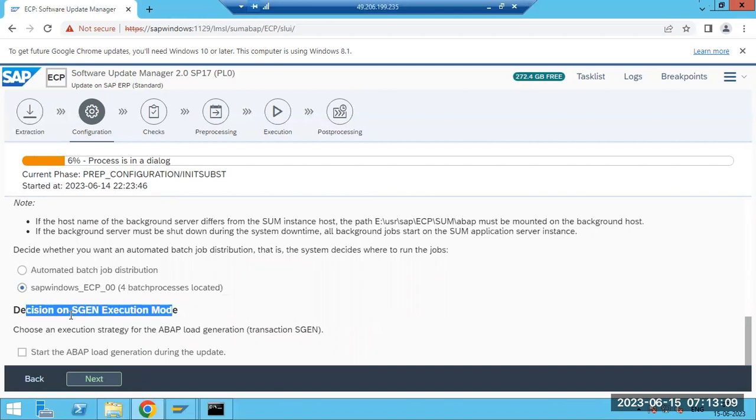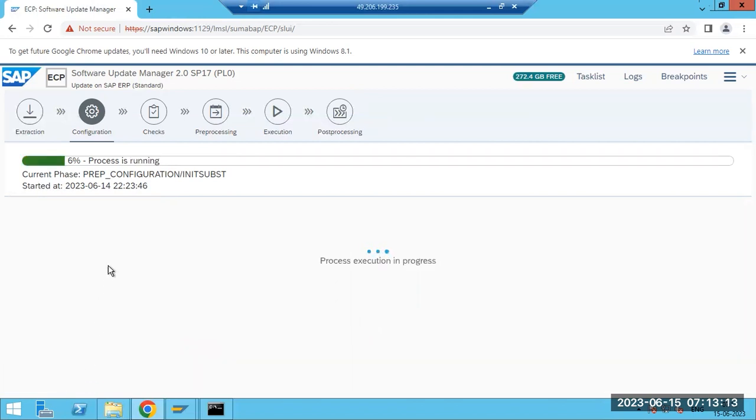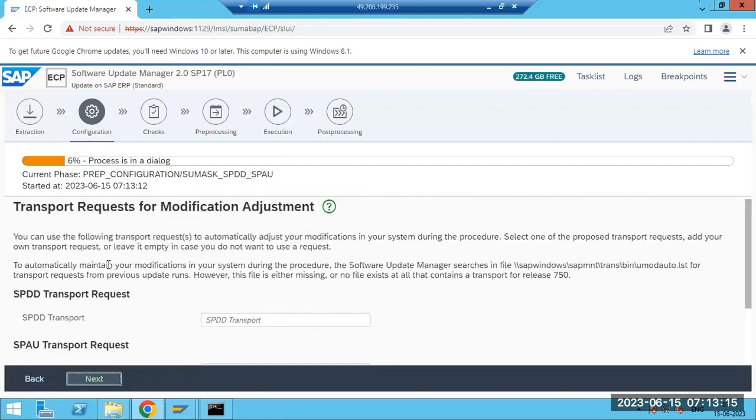That's the reason. So we will go to the next step here. Once the configuration of the uptime parameters and downtime parameters is completed, the next step will come to the SPDD transport and SPAU transports.